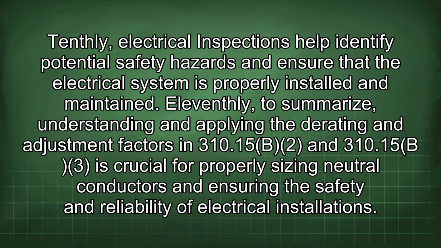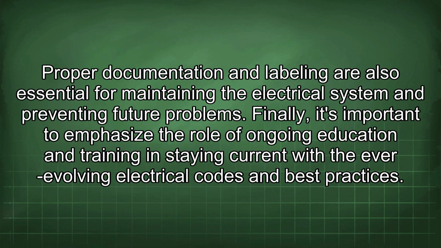Eleventhly, to summarize, understanding and applying the derating and adjustment factors in 310.15(B)(2) and 310.15(B)(3) is crucial for properly sizing neutral conductors and ensuring the safety and reliability of electrical installations. Proper documentation and labeling are also essential for maintaining the electrical system and preventing future problems.